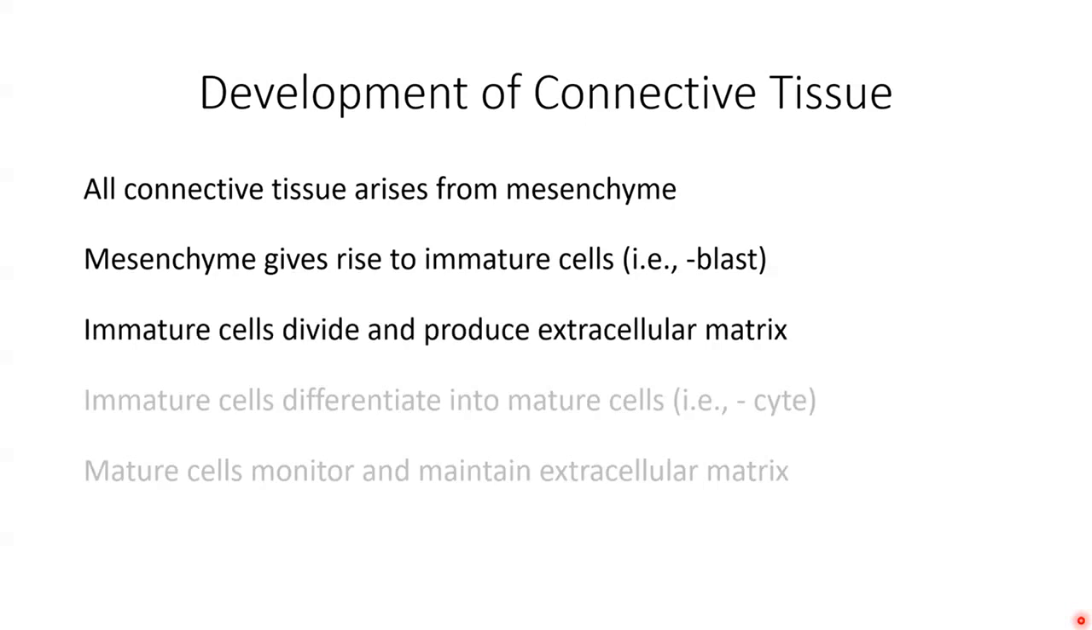These blast cells have the capacity for cell division, so they can reproduce and replicate. And they secrete the extracellular matrix, including both the protein fibres and the ground substance.